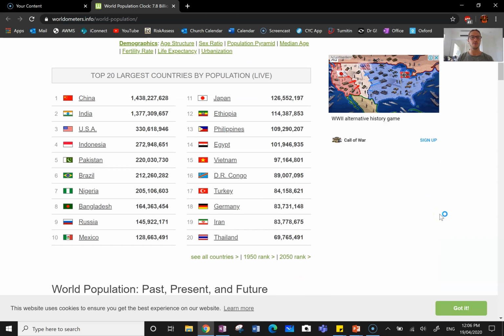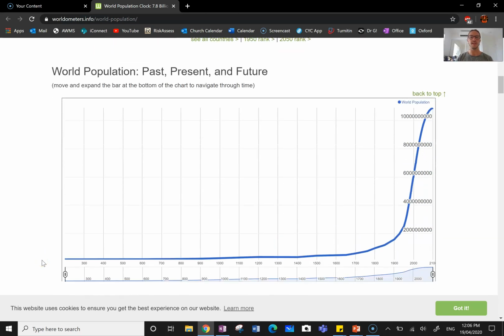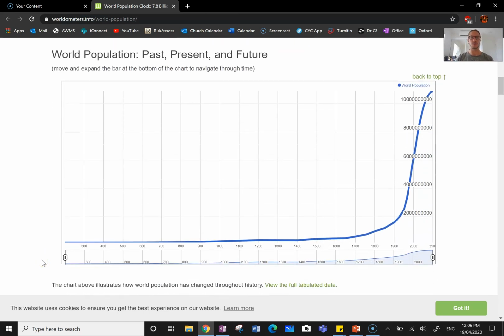If we scroll down, we have the top 20 largest countries by population, with China, India, and USA. Australia is not here. We come about 55th on the scale. And then there's the graph that I just showed you. So we can see that over the last 2,000 years, and in particular the last couple of centuries, there's a massive increase. I'm going to zoom in now.